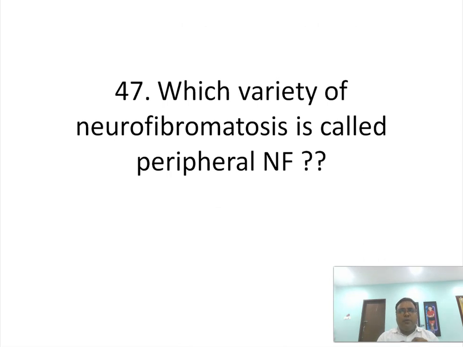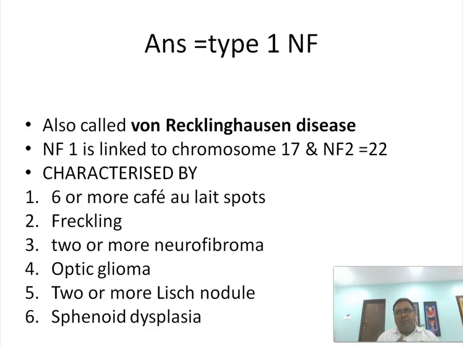Next, which variety of neurofibromatosis is called peripheral neurofibromatosis? It is type 1. Type 1 is peripheral neurofibromatosis. Type 2 is central neurofibromatosis. Type 1 is also called von Recklinghausen disease. NF1 is linked to chromosome number 17 and NF2 is linked to chromosome number 22. How to remember? Neurofibromatosis, the total number of letters is 17.